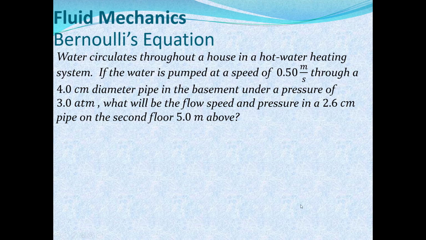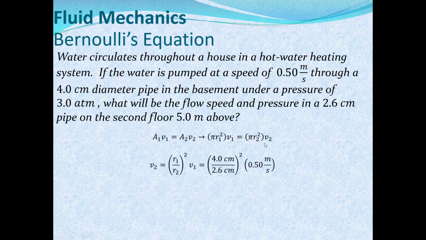All right, so first we have to use A1V1 equals A2V2, because we need to figure out what the flow speed is on the other end of the pipe. We know that the pipe changes its diameter, from 4 centimeters to 2.6 centimeters, and we know its initial speed. So we're going to use that to figure out what its new speed is.